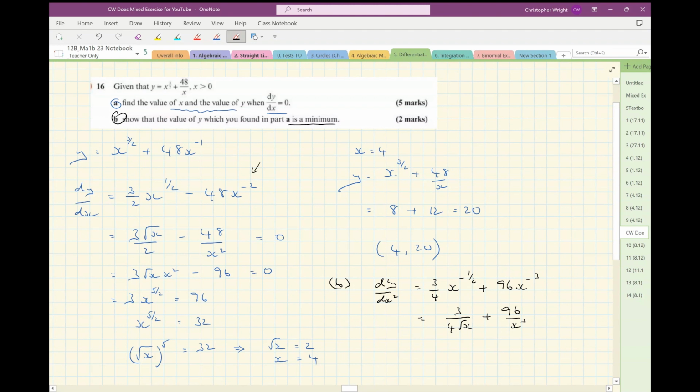Now we need to evaluate that when x equals 4, or at least we need to know whether it's going to be positive or negative. But when x equals 4, both of those terms are going to be positive. So d2y by dx squared will be positive, which implies that (4, 20) is a minimum. Show that the value of y, which you found in part A, is a minimum. There you go. We have done that. And that's question 16 finished.